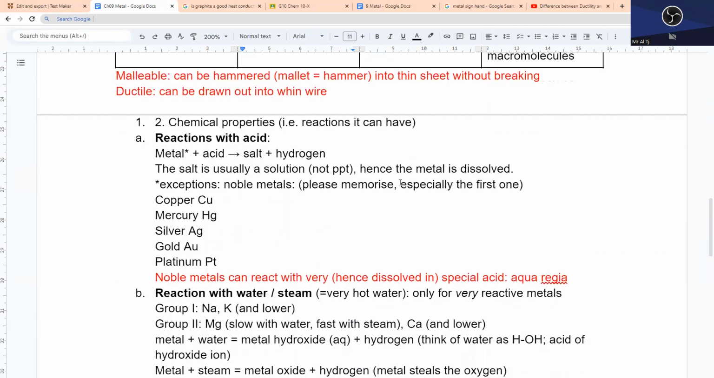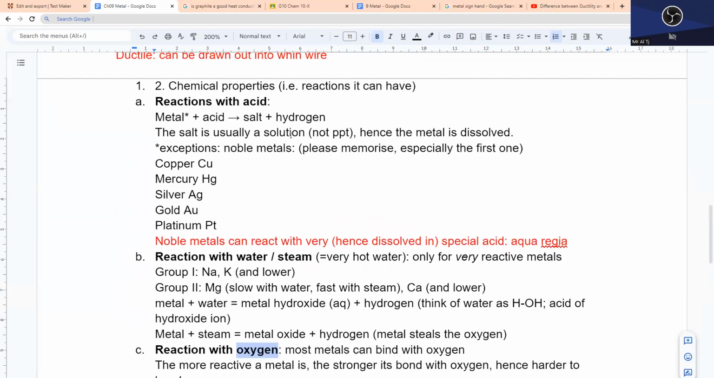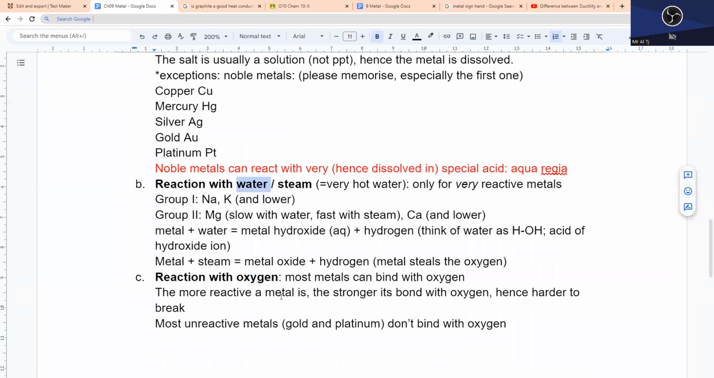And about the chemical properties, we need to understand reactions with three substances: the ability to react with acid, with water, and with oxygen. Ability to react with acid, most metals react except the 5 noble metals. Reactions with water or steam, only very reactive metals, groups 1 and 2, and not all of them, are going to react with water and steam. Reaction with oxygen, most metals except the very unreactive, gold and platinum, will react.